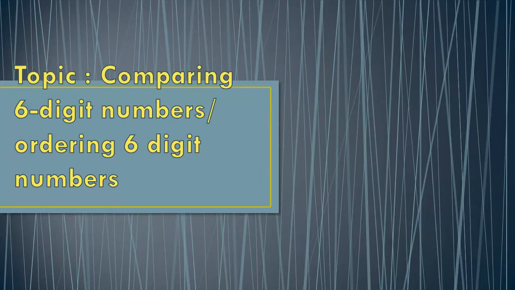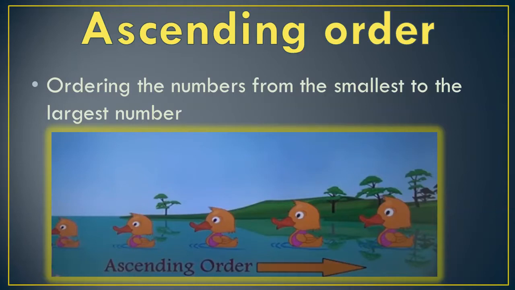We know that to put a given set of numbers in order means to write them from smallest to largest number, which is ascending order, or write them from largest to smallest number, which is descending order. First of all, we will learn about ascending order. Ordering or arranging the numbers from the smallest to the largest number. So starting from the smallest number, we arrange the numbers one after the other from the smallest to the largest.